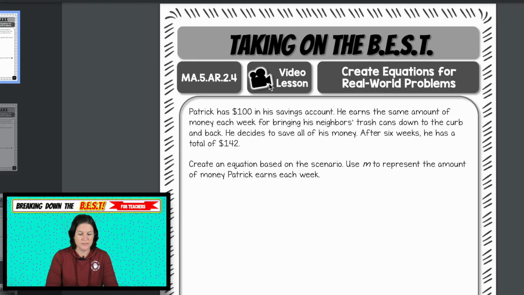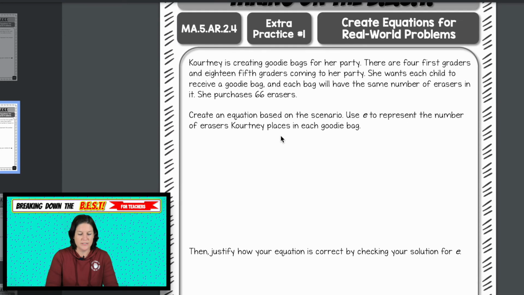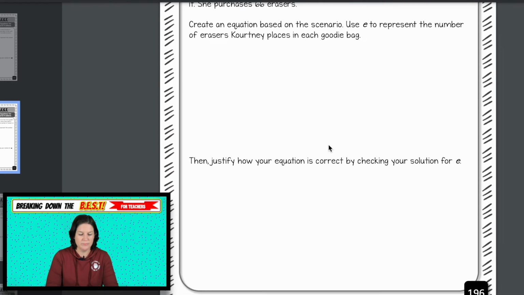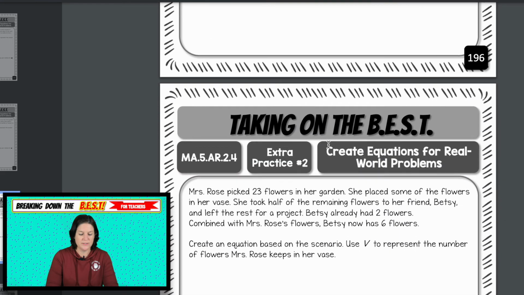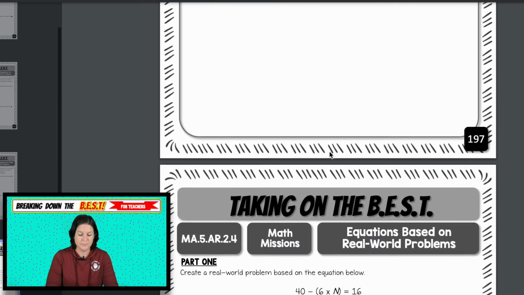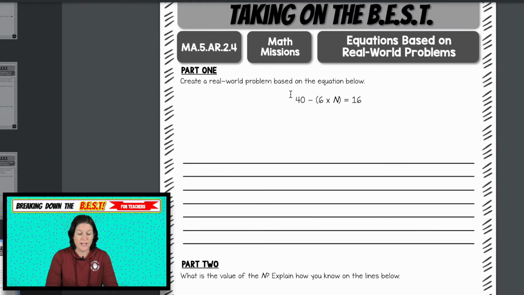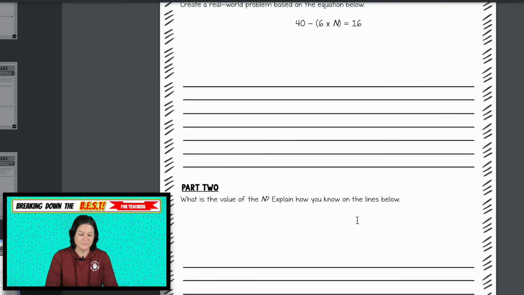If you click on there, printables, this was your bronze video lesson. We know because of the icon. But if you scroll down, we have another problem, very similar to what we did in the lesson, just a different scenario. 2 practice problems. Then we have a math mission where now we're switching it around. We're creating the real world problem based on the equation and solving for n.